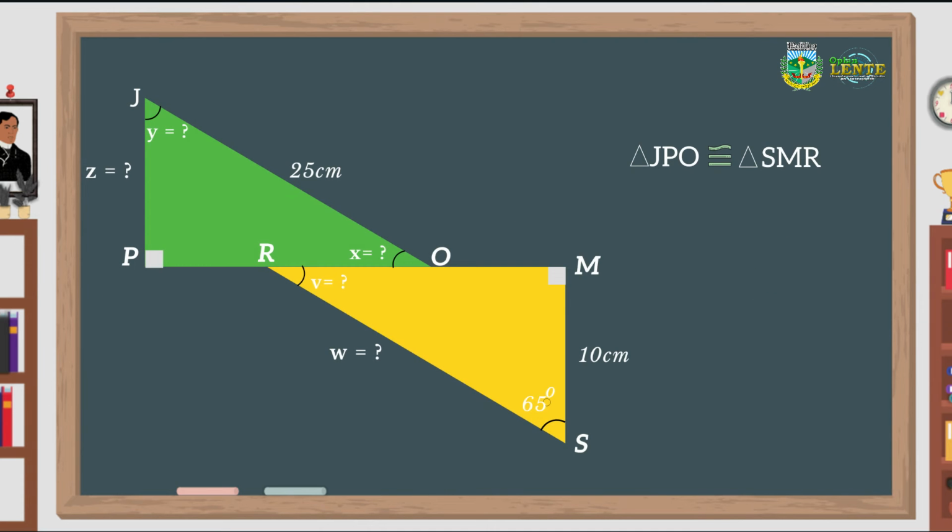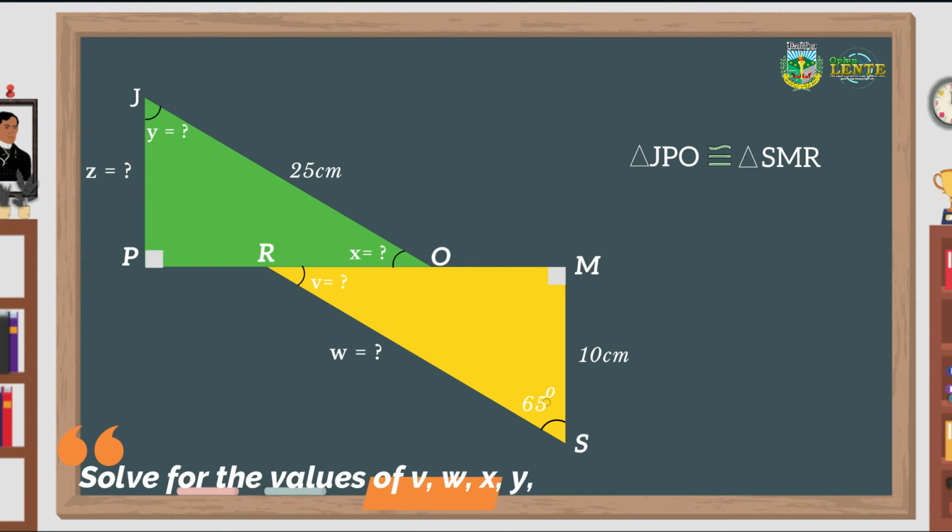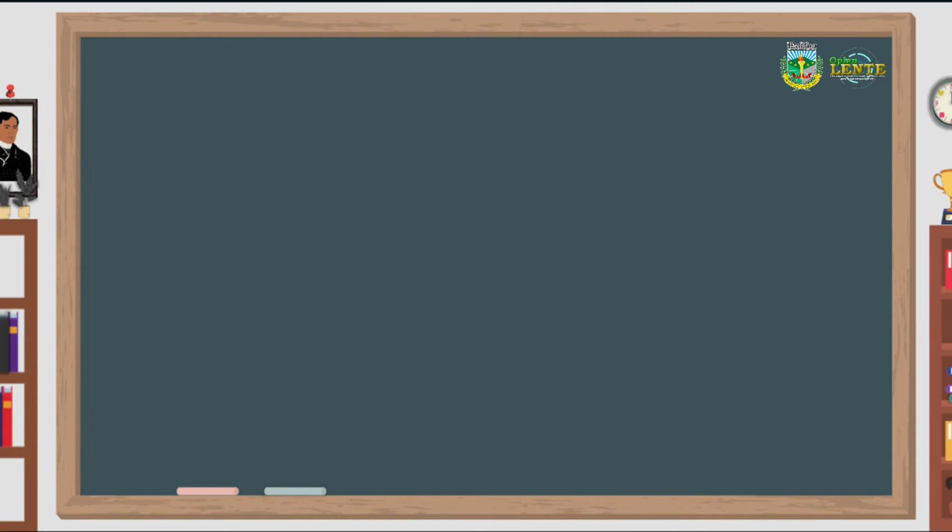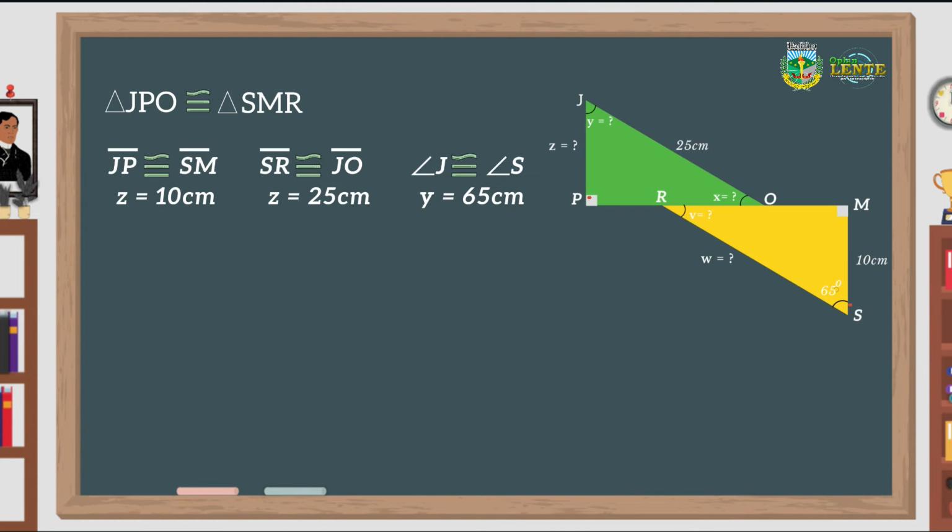And for the final example, given triangle JPO congruent to triangle SMR, solve for the values of B, W, X, Y, and Z. Side JP is congruent to side SM. So the value of Z is equal to 10 cm. Side SR is congruent to side JO. The value of B is equal to 25 cm. Angle J is congruent to angle S. The value of Y is equal to 65 degrees.